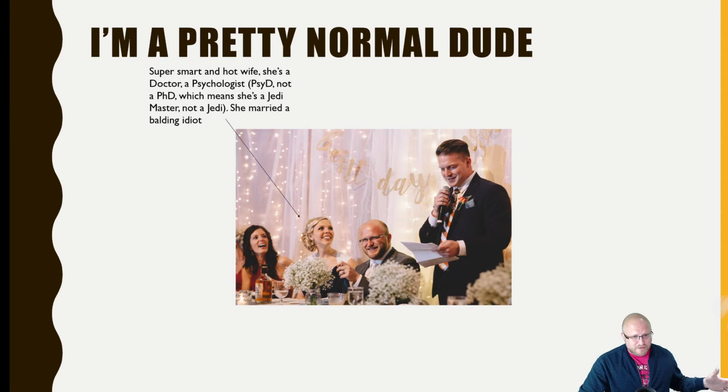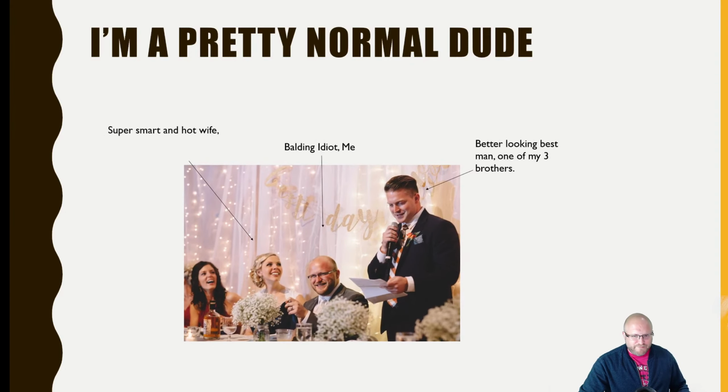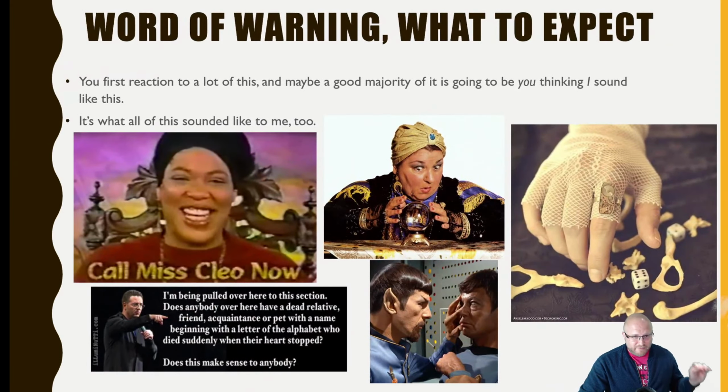I'm just a normal dude, okay? That's my beautiful, smart wife. She's a PsyD, not a PhD, so she's a Jedi Master, and way, way smarter than me and everyone else. I'm the balding idiot there, and that's my brother. But I'm going to tell you right now, word of warning: a lot of this is going to sound really weird. I'm 15 minutes in, and I haven't even got to much. This is going to look really weird, like chicken bones, mind melts, crystal balls, Miss Cleo. Whatever happened to her, by the way?